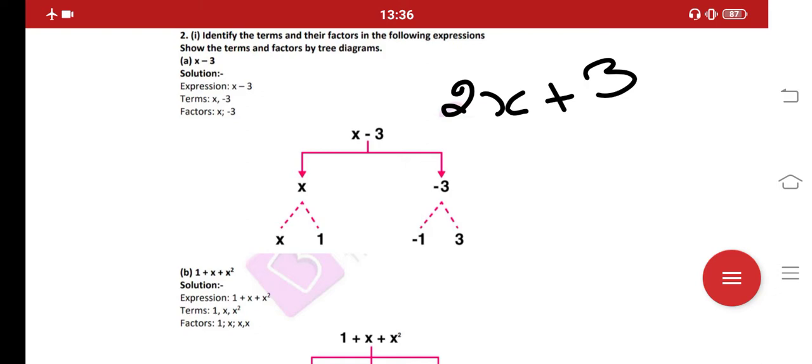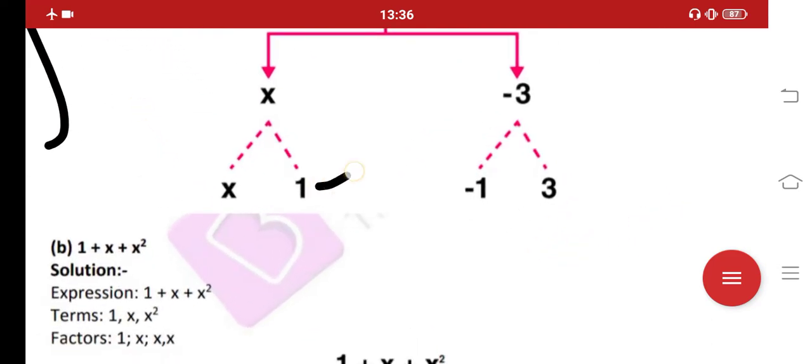Okay, so see, like this, how many terms are here? Remember one thing: if there is a negative sign written in front of any variable or any constant, you have to include that sign within the factor or the term. So there are two terms, the first one is x and the second one is minus 3. So see here in a tree diagram, these two are the terms, x and minus 3. Now what are the factors? x can be written as x into 1. These are the factors, meaning the given term can be split into factors. And minus 3 can be written as minus 1 into 3.